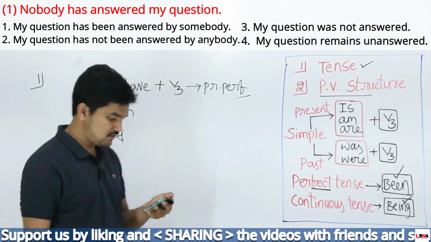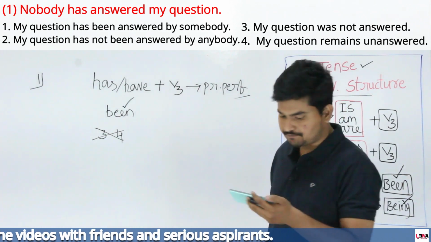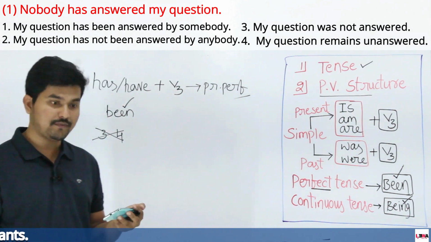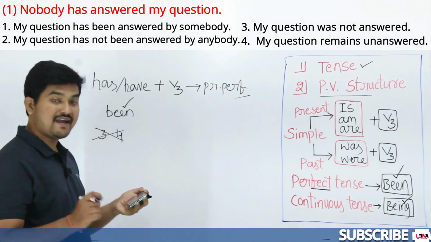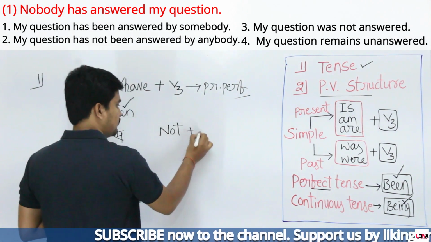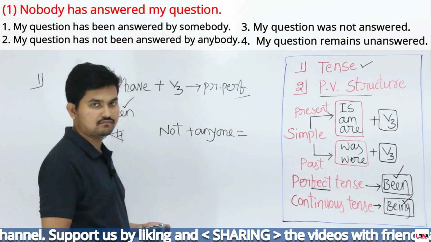Those are not the answers because you can't find the keyword been. Now 1 or 2, which one is the answer? My question has been answered by somebody, or my question has not been answered by somebody. Now nobody has answered my question. Nobody means not anyone. Yes or no? Simply no one or nobody is equal to not anyone.